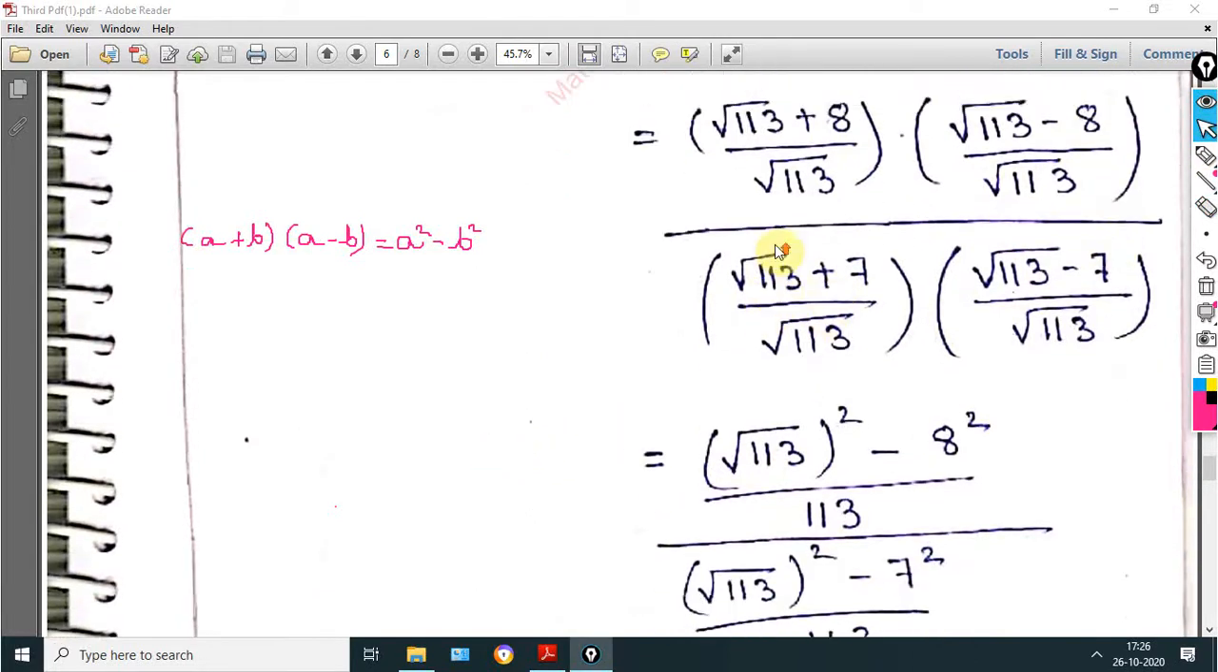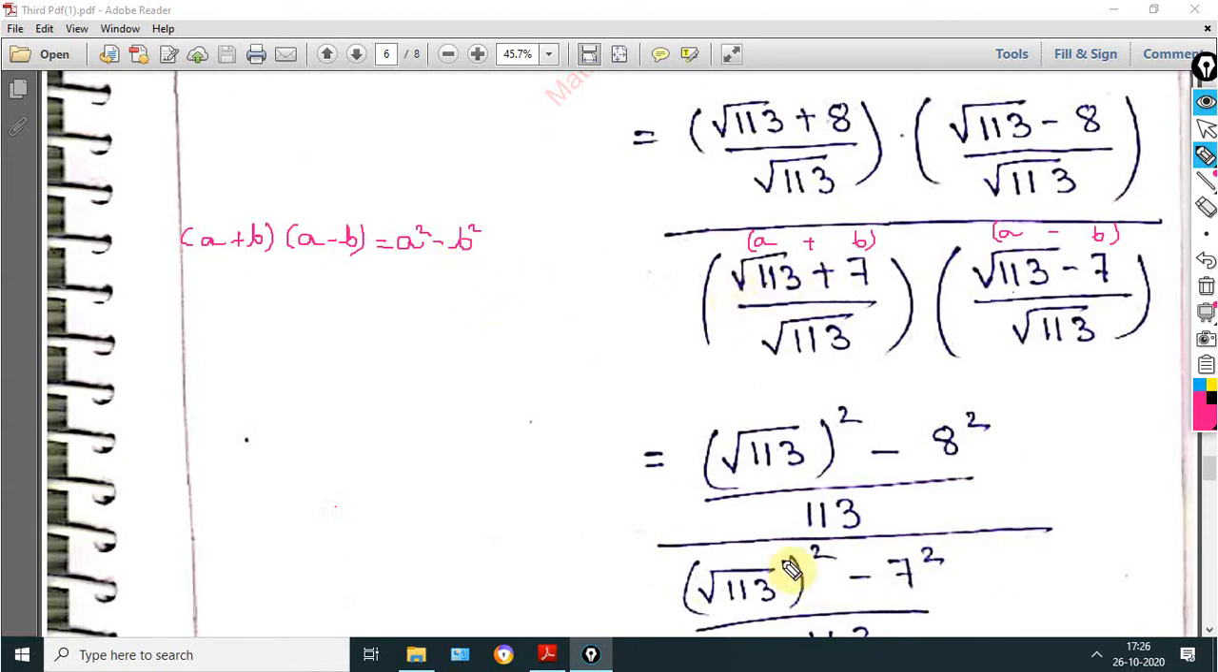So this denominator is also in the form (a plus b) into (a minus b). So we know the formula: (a plus b) into (a minus b) is a square minus b square. Here what is a? This one is a, and this one is b. Here also a is this one and b is here. Here a plus b is there. Here a minus b is there. In the middle he gave minus, so here minus plus. Now what can we write? Yes, the a square minus b square formula.